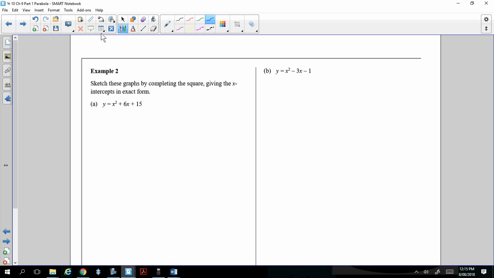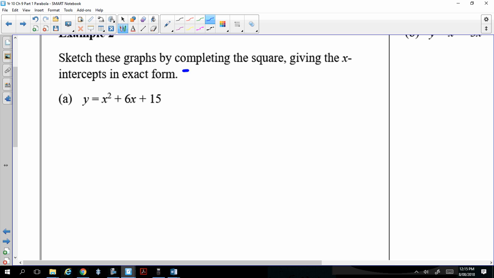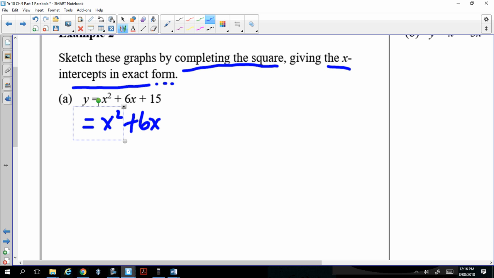Okay, let's look at this question. We're going to sketch this by completing the square, giving the x-intercepts in exact form. Alright, let's try to do this. So your first step to complete the square, this is what you do. You write x squared plus 6x, and then leave a gap, plus 15. We're going to write the completing the square in the gap. Okay, that's your first step.